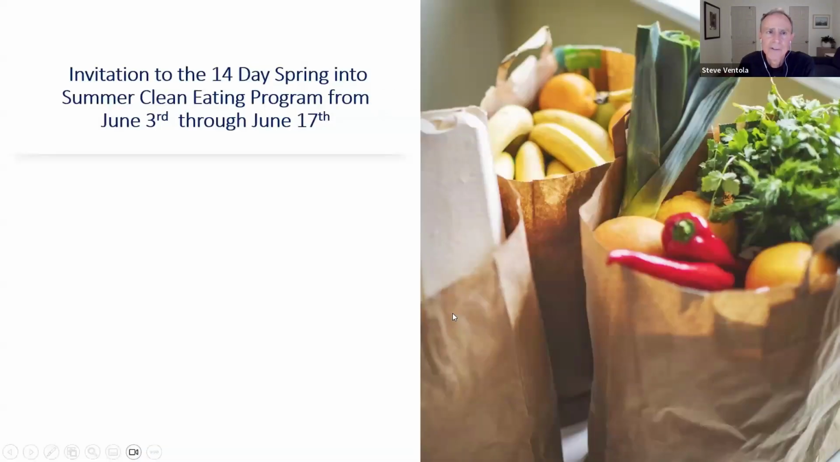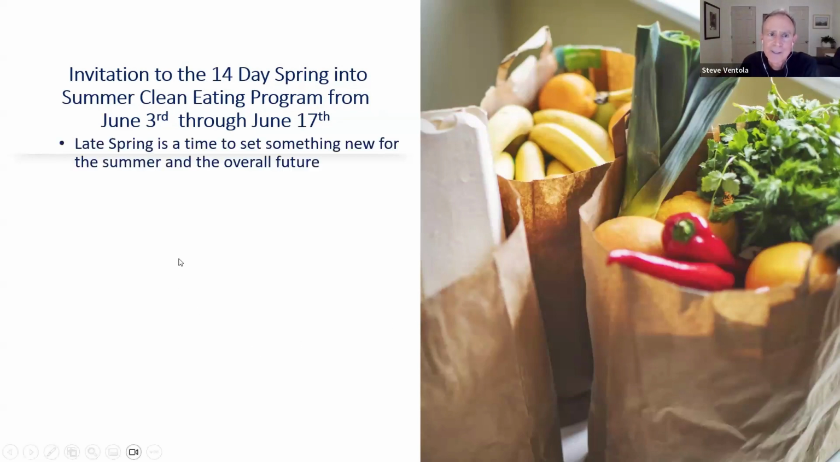And then this is something I've put together, or will be putting together. It's an invitation to the 14-day Spring into Summer clean eating program, beginning on June 3rd through June 17th. So this is late spring. A friend of mine used to point out that late spring is a time to really plant seeds for the summer, but actually the overall future for years to come. So it's an important time to take advantage of it. So this late spring that we're approaching, June 3rd to June 17th is the bulk of that time.